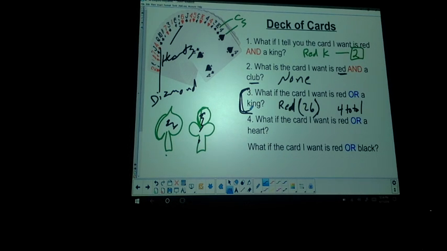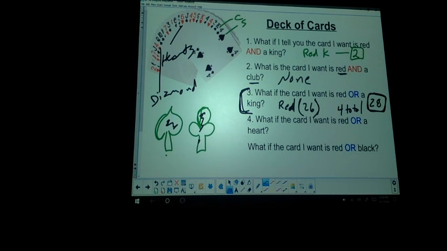You can't count a card twice. 26 plus 4 is 30. You're absolutely right. But 2 of those kings happen to be red. So don't count it twice. Yeah, so you have 28 cards in there. Does that make sense how I just did that? So you have 28 out of your 52 cards that are either red or a king. Okay? And you don't want to count a red king twice. So you either count it as part of your 26 or you count it as part of your kings. You don't count it as both.